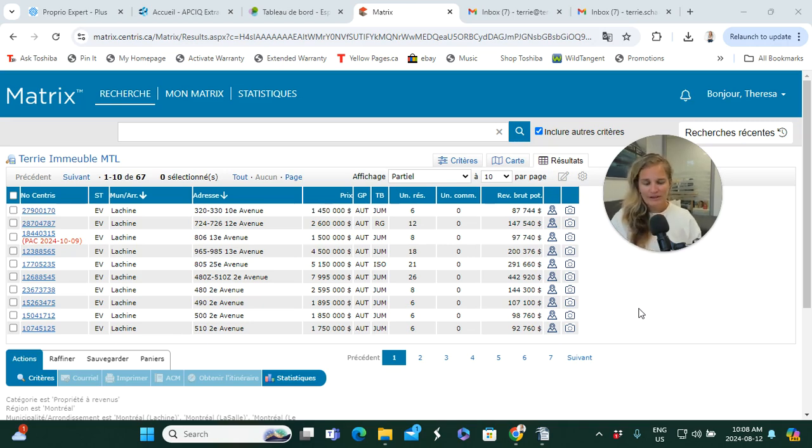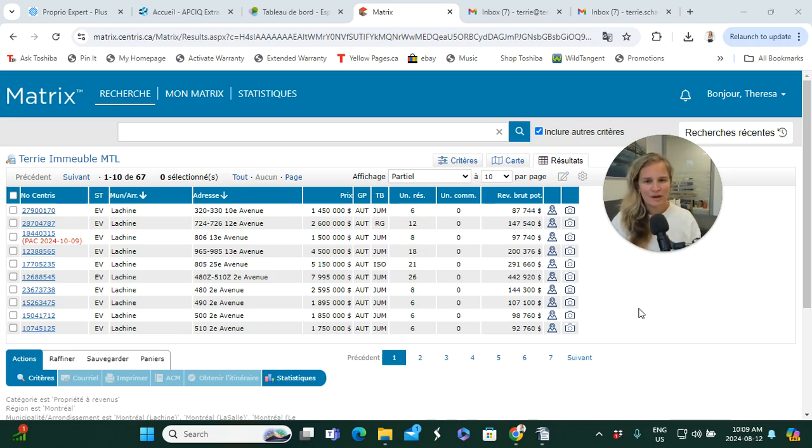So how do I go about calculating those GRMs? Well, I'm going to take my trusty cell phone and just do some dividing. I have a sale price of 1.450 million, and my revenue is 87,000. So I take the first number, 1.45 million, and divide that by 87,000. That's going to give me a GRM of 16.5.